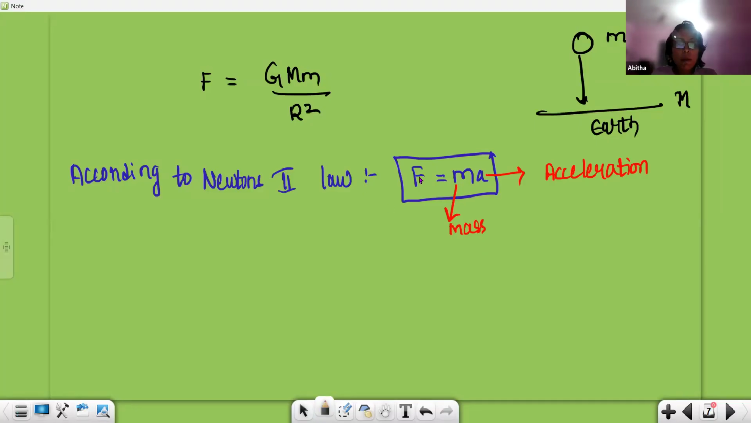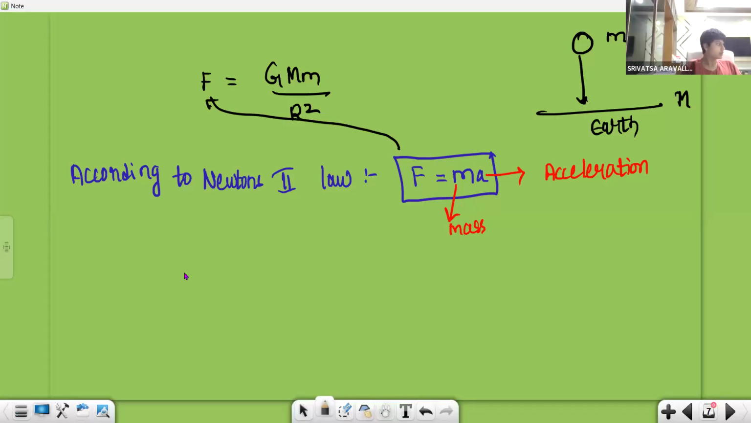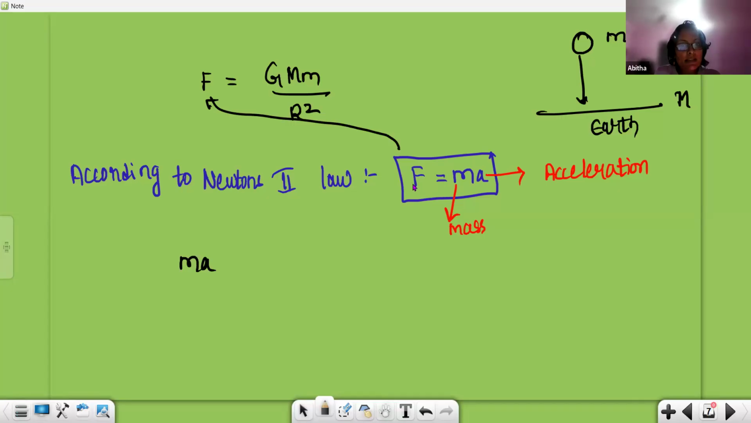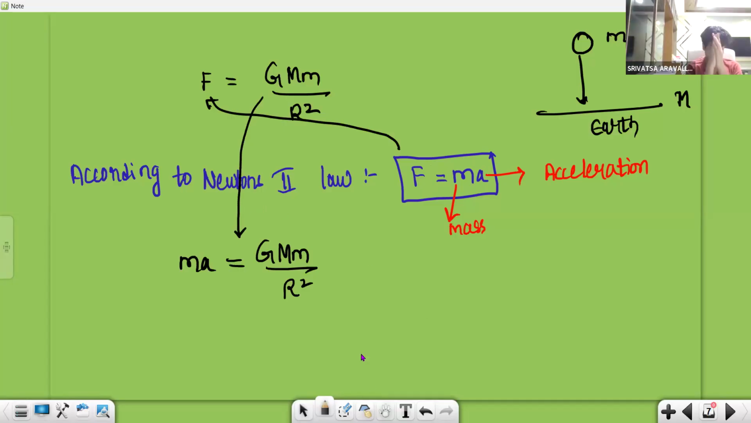Can I use ma in place of F, because F is equal to ma? So I'm using ma here, and the formula will be GMm by R square. Can you see I'm using this formula exactly here? Now which terms can I cancel? Common terms which are equal on either side I can cancel. So m and m I can cancel.